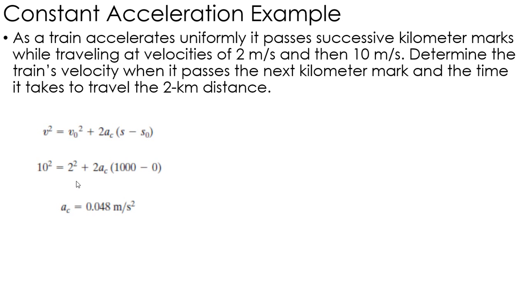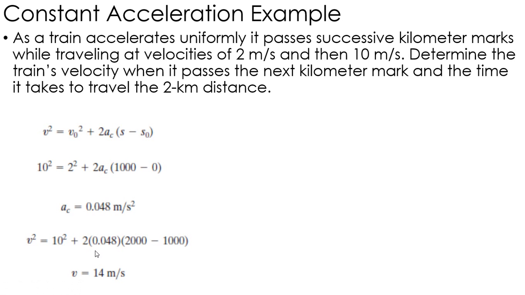Now that I have that, I can then figure out, moving to the next kilometer, what is going to be the velocity at that next kilometer? So using the same equation, except this time I know the acceleration, I'm solving for the final velocity. So the initial velocity is 10. At that second, I'm now going to the 3rd kilometer mark. I plug in my constant acceleration, and now I'm going 2,000 minus 1,000. So solving that for the velocity, I get 14 meters per second.